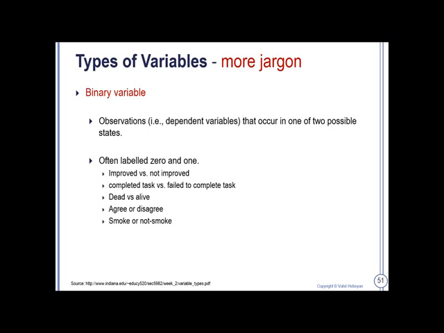For example, after a surgery, a patient's health can improve or not improve. It's either one or the other. You have completed your homework versus you failed to complete your homework. After a particular intervention, the person is either alive or dead. You either agree or disagree with something. You smoke or you do not smoke. So these are where there are only 2 possible states of a situation that we can describe.